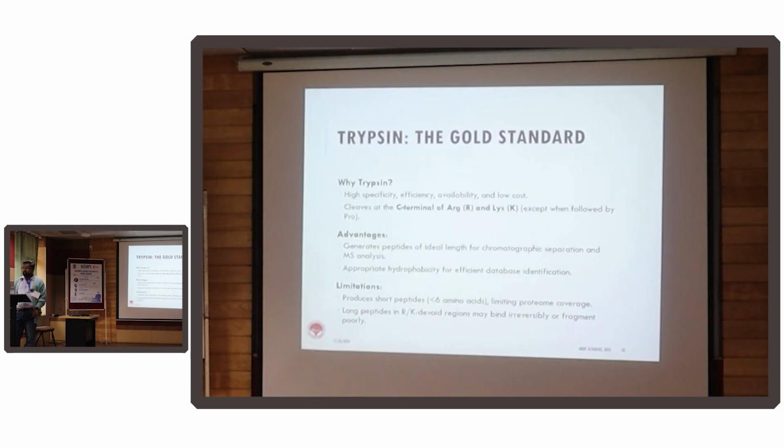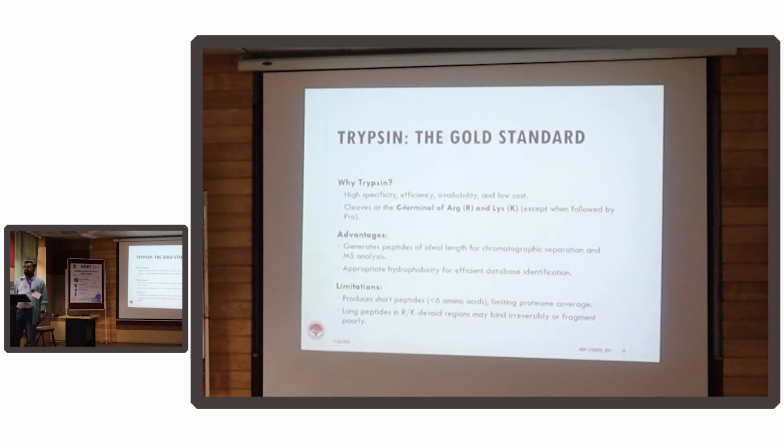It produces short peptides, but it's not always true. Depending on the RK junctions that you have, sometimes it does produce peptides of less than 6 amino acids. That limits the proteome coverage. Sometimes there are regions that are devoid of R and K, which causes longer peptides. So trypsin is gold, but it's not 24 karat gold. Maybe you can put it as 18 karat gold. It has some drawbacks, but the advantages far outweigh them: the primary advantages are efficiency, availability, and also the low cost.